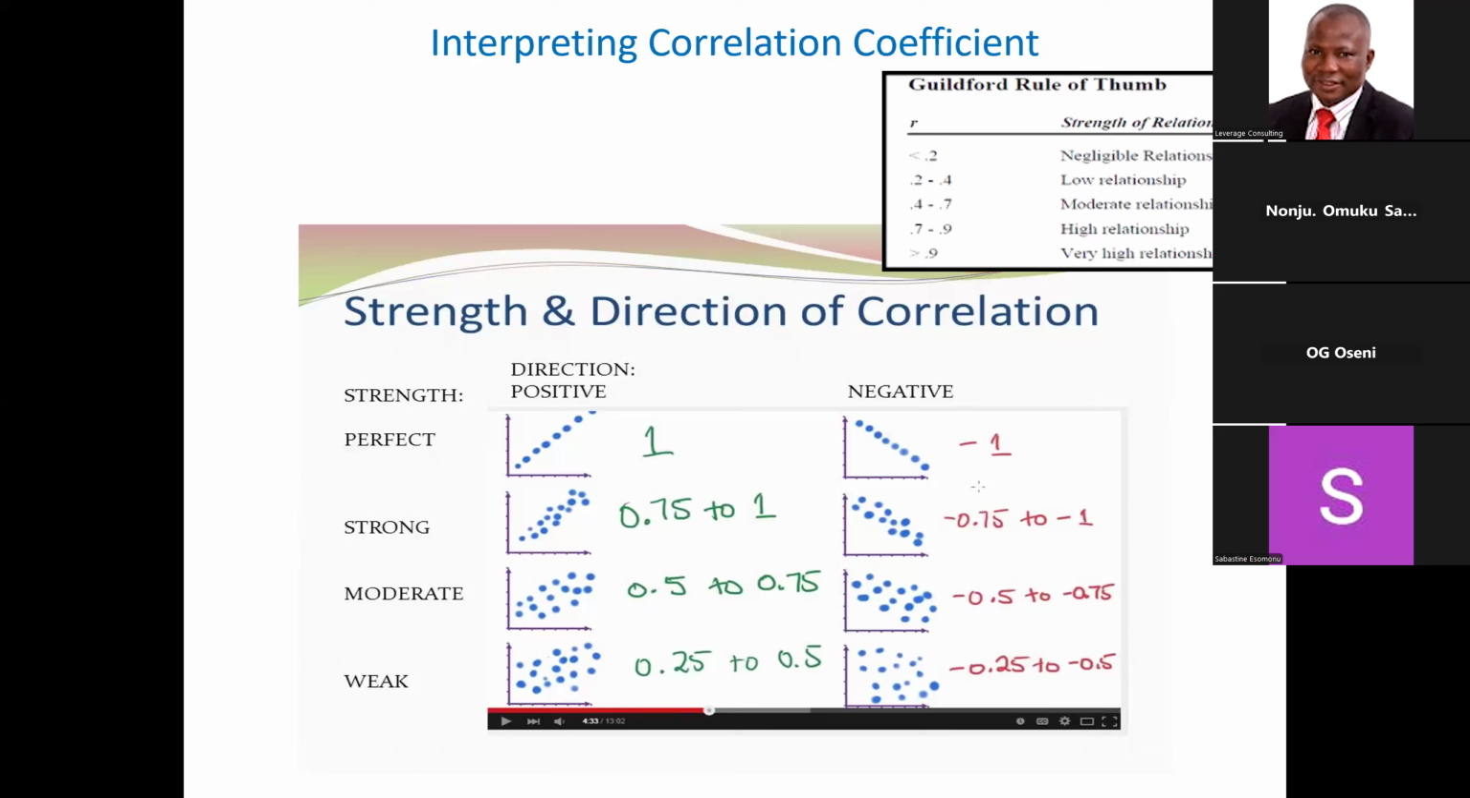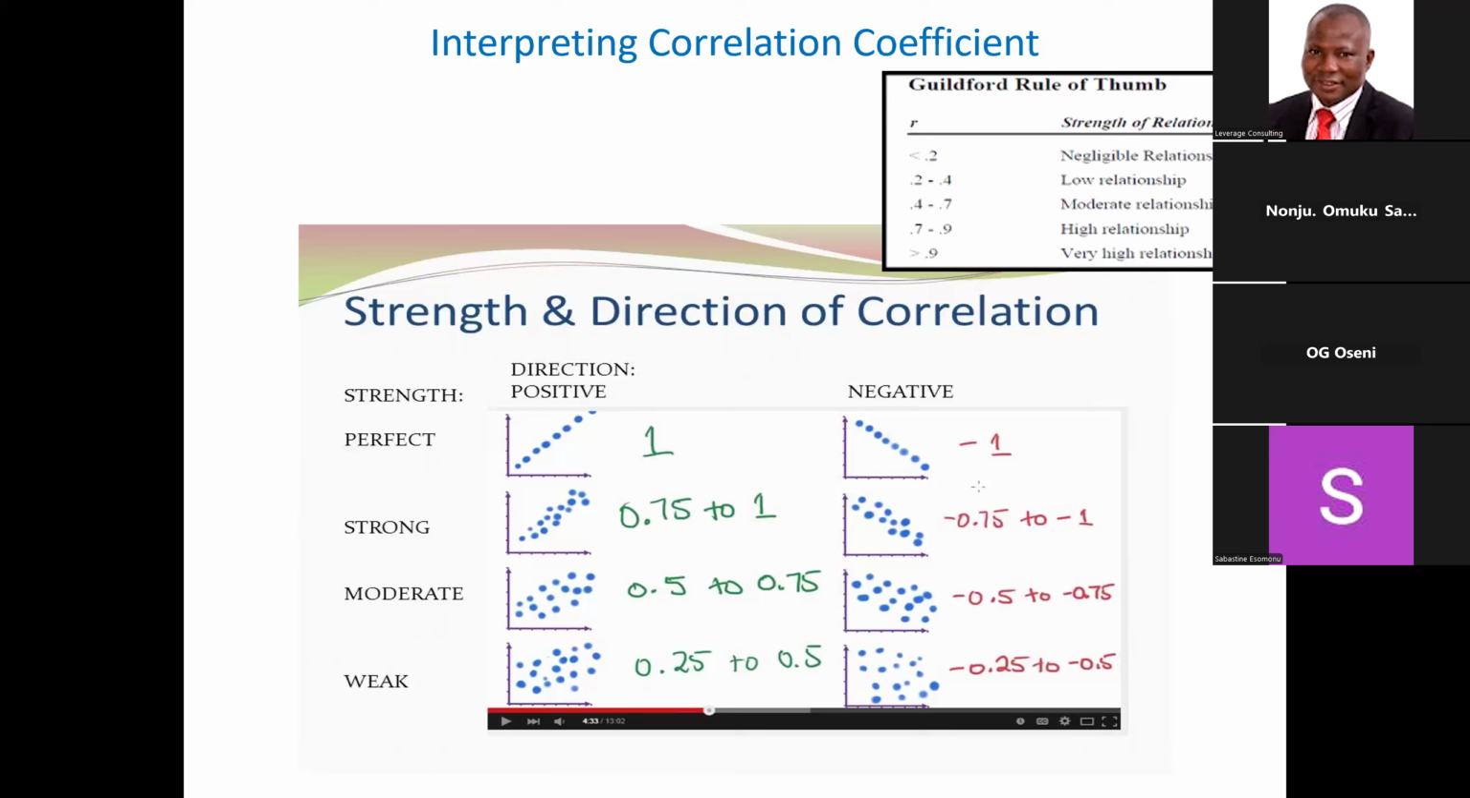Many people devise different ways. They say, look at this one. If it is 1, perfect. If it's 0.7 to 1, strong. If it is 0.5 to 0.75, moderate. If it is 0.25 to 0.5, weak. It can be on the positive or negative side.